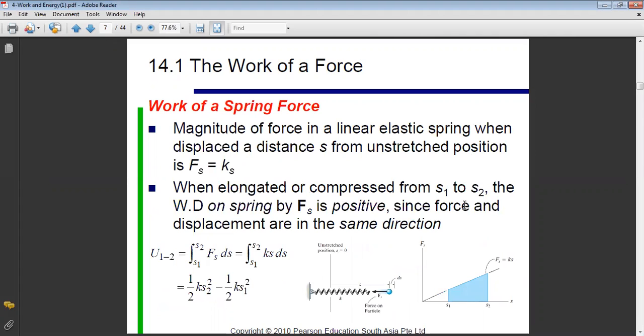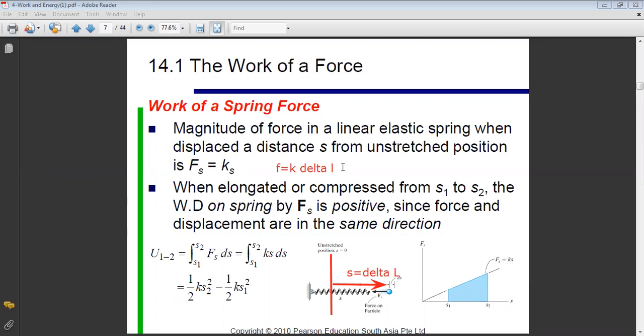Now, another particular force is the spring force. To find the work of the spring force, what should we do? First, we know that if we have a linear elastic spring, in general, the force is given as F equals K, which is the spring constant, times delta L. And in particular, if you choose the unstretched position as your origin, so S equals 0 at the unstretched position, then delta L will be equal to S. Since I'm counting S from the unstretched position, S is equal to delta L.